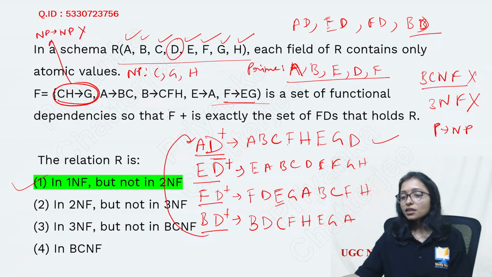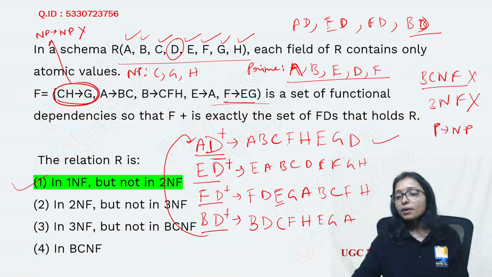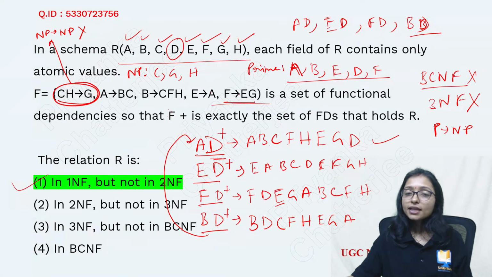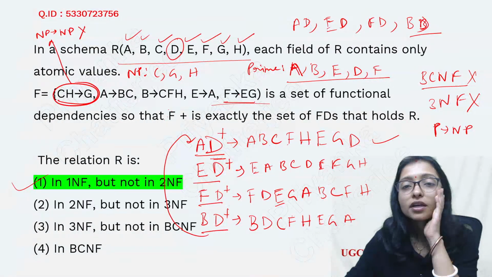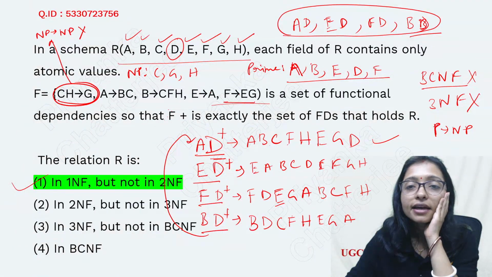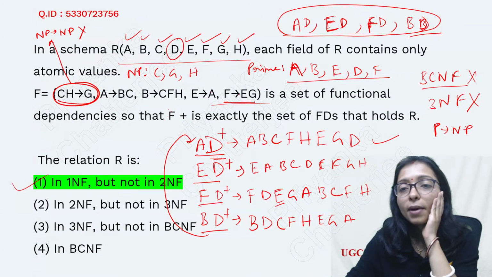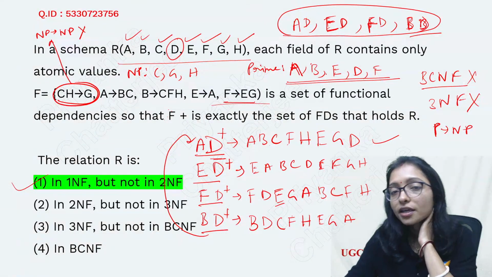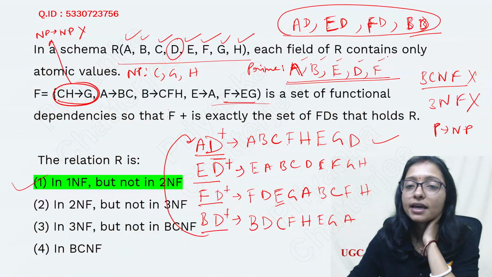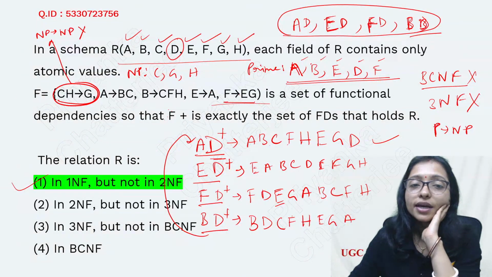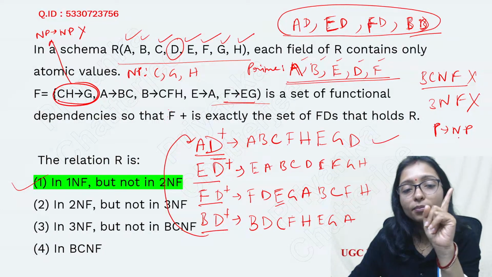See, remember one thing. How is D prime? Because it is part of a candidate key. Prime means part of a candidate key. These all are the candidate keys here. AD, ED, FD. Parts of candidate keys are called prime attributes. That's why A, B, E, D, F, these all are prime attributes.